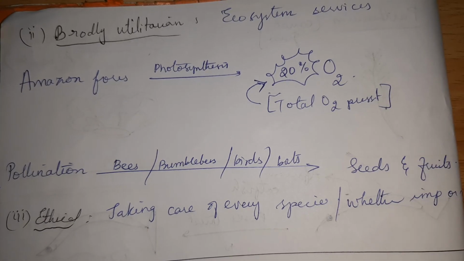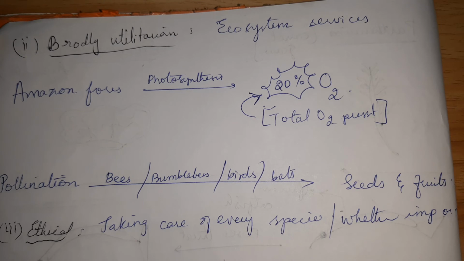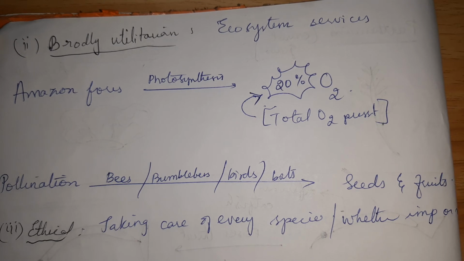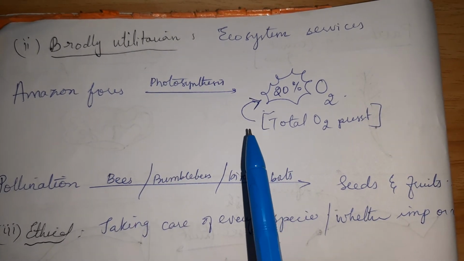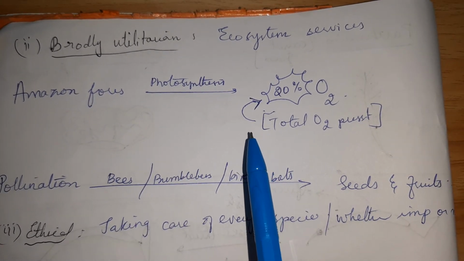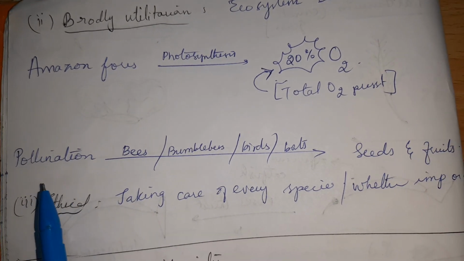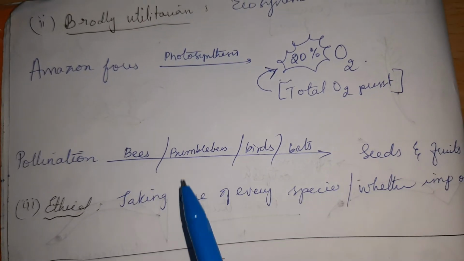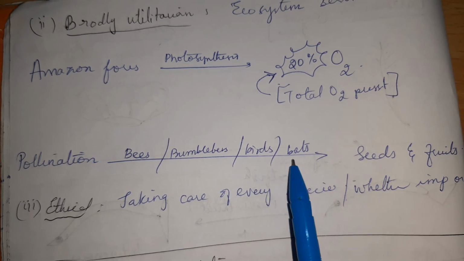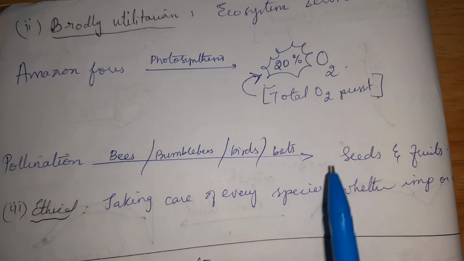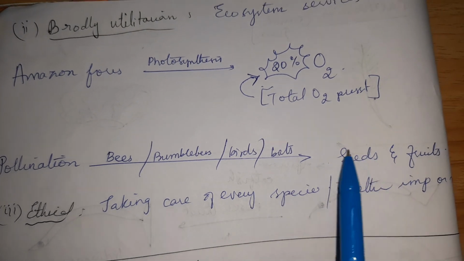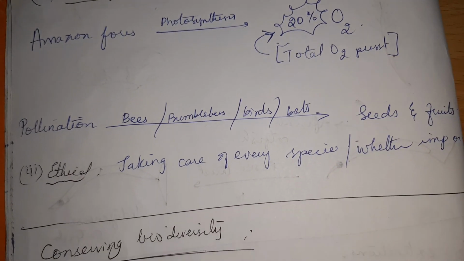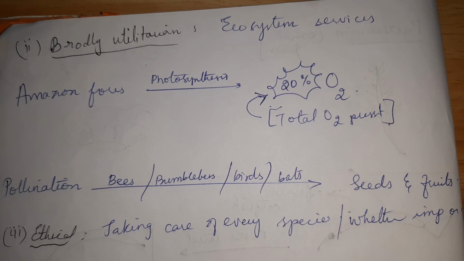The second reason is broadly utilitarian, which means that our ecosystem gives us services. Like the Amazon rainforest, which undergoes photosynthesis and produces 20% of the oxygen present in the whole world. And plants also help in pollination. Bees, bumblebees, birds, and bats also help to pollinate. They eat away seeds and fruits and pollinate the other plants. So this was the reason of broadly utilitarian.